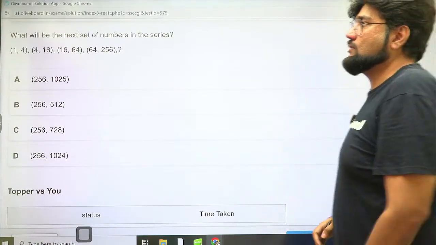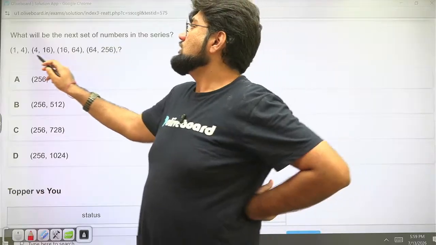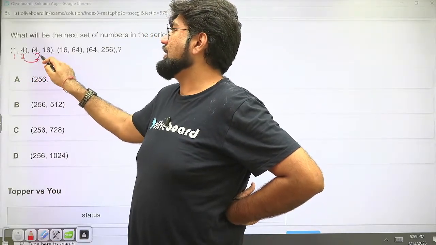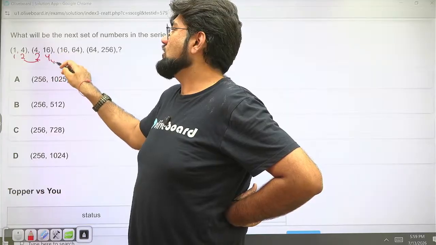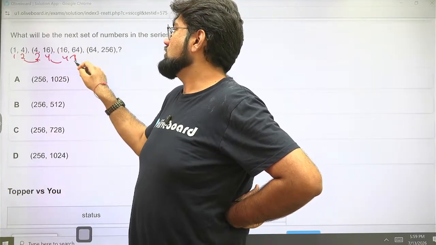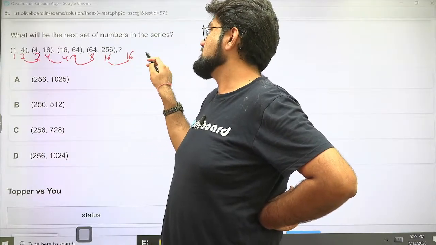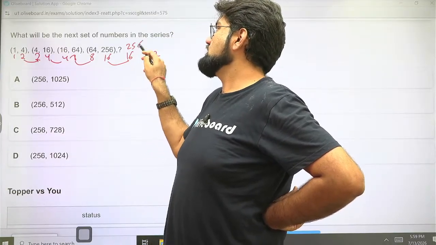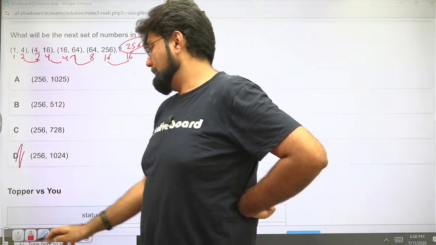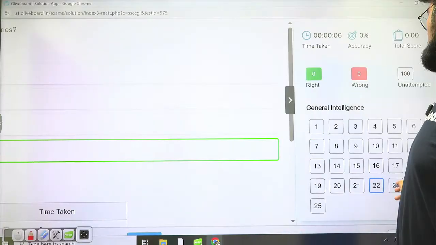What will be the next set of numbers in the series? Just look at the numbers, okay? They are all perfect squares. So this is 1 square, this is 2 square. Now I am continuing with this here, 2 square, and the double of 2, 4 square. Continuing with the 4 here, double of 4, 8 square. Now continuing with the 8 here, so double of 8, 16 square. So now continuing with 16 here, and double of 16, 32 square. So this is 256 and 1024 should be my answer, which is option D. Okay, 17 seconds to solve this question. Next.